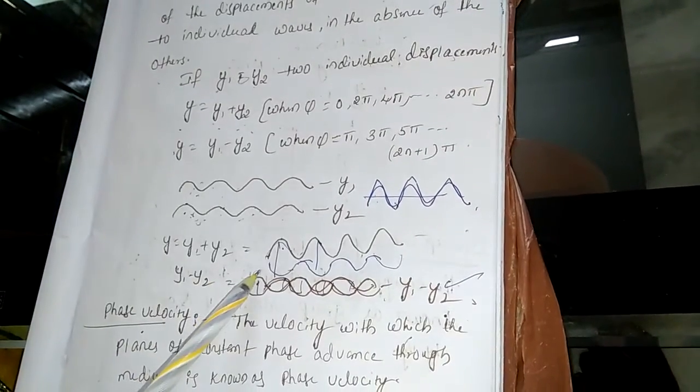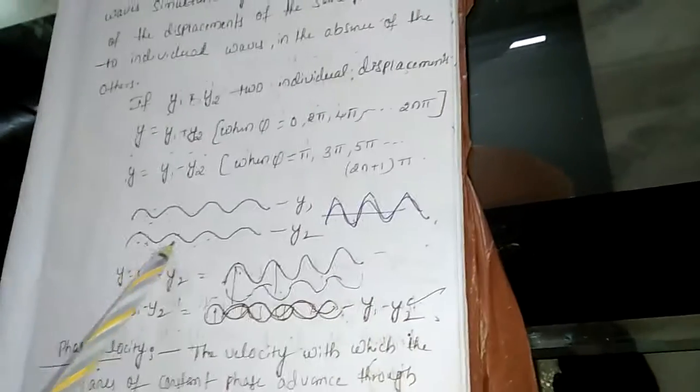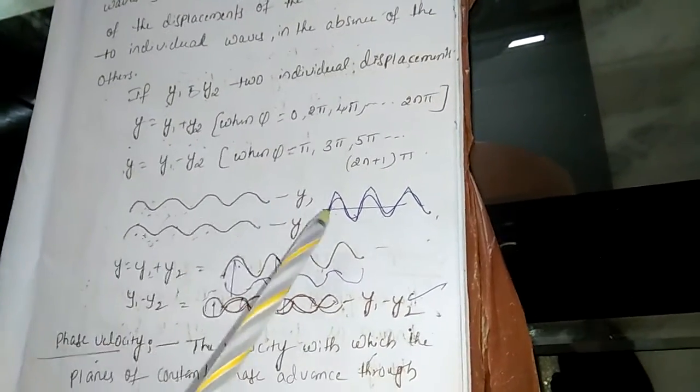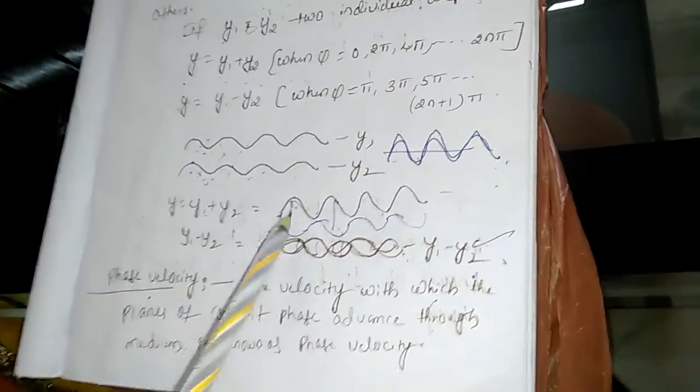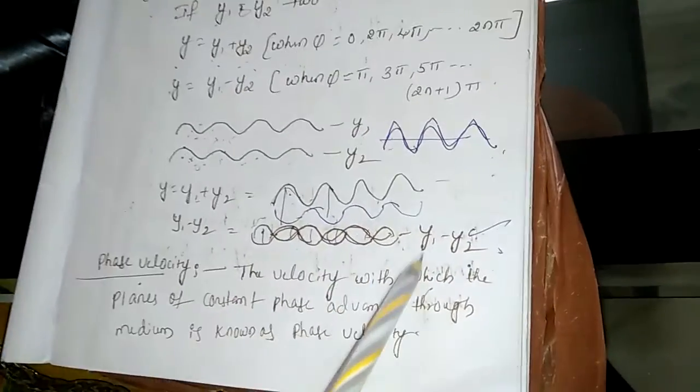The superposition of two waves. That means when two waves meet at a point, the resultant wave amplitude increases if they are in the same phase. If they are in opposite phase, then the resultant decreases. That is called superposition.